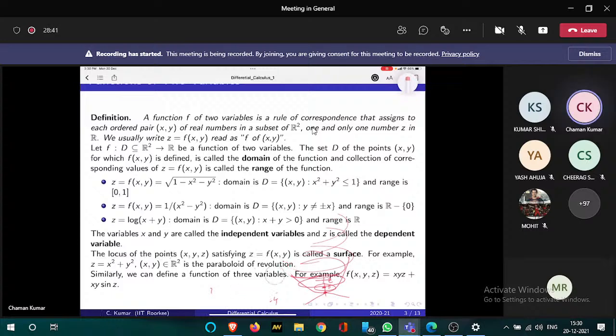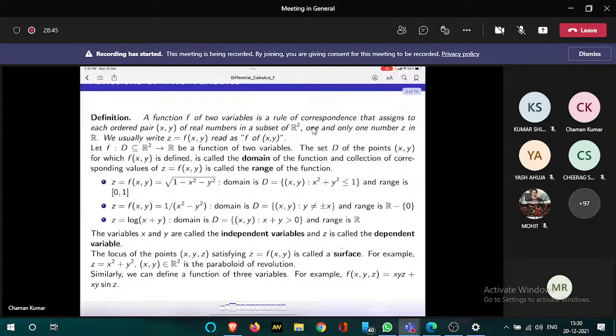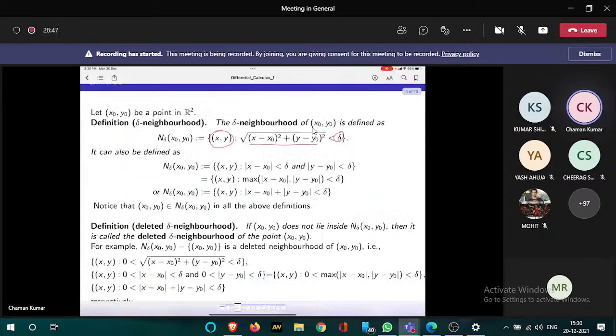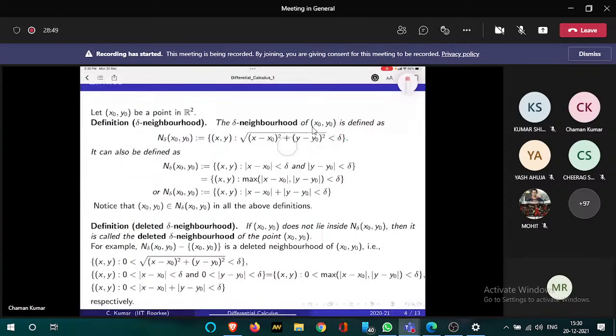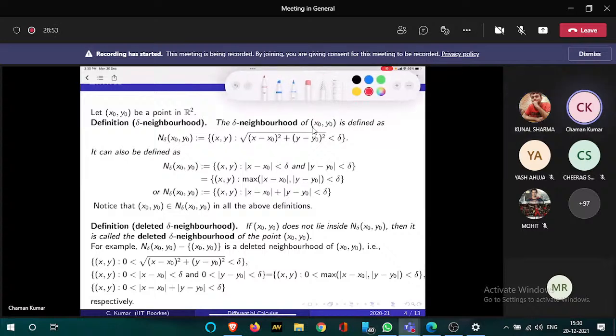Okay, so now we move further. Sir, delta is the radius of the circle, right? Centered at x naught, y naught. Yes. Delta square, you can say.